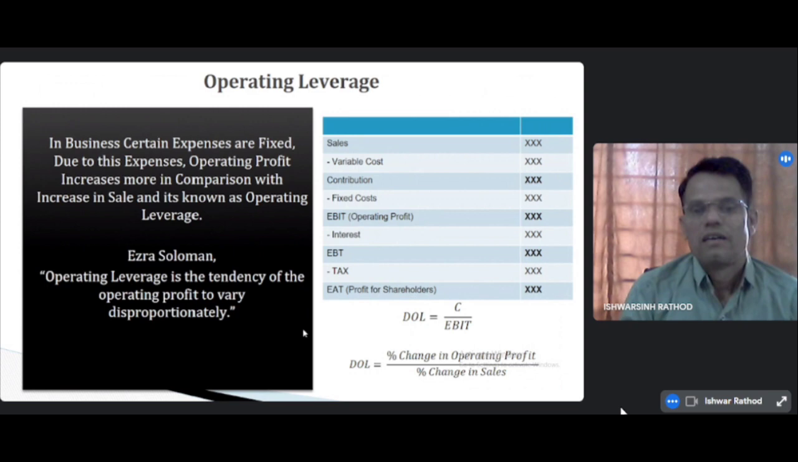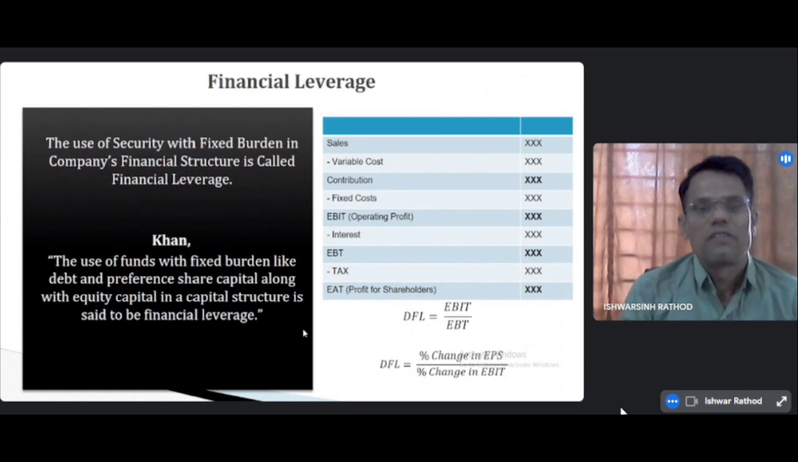Financial leverage. The use of security with a fixed burden in the company's financial structure is called financial leverage. According to Khan, the use of funds with a fixed burden like debt and preference share capital along with the equity capital in the capital structure is said to be financial leverage. This is the table to find out financial leverage.